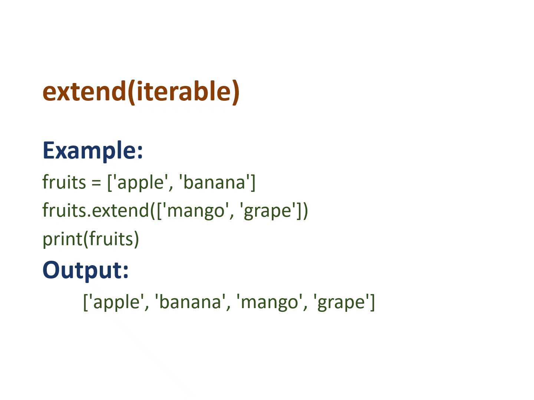With the help of extend, we are adding one more list into our existing list. In this list we are adding two values: first one is mango and the second one is grapes. When we use the extend method with our variable, this new list is added into our existing list. When we print our existing variable, we get the output as apple, banana, mango and grapes.